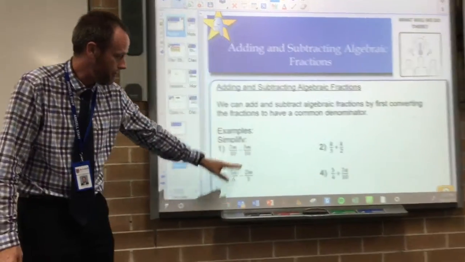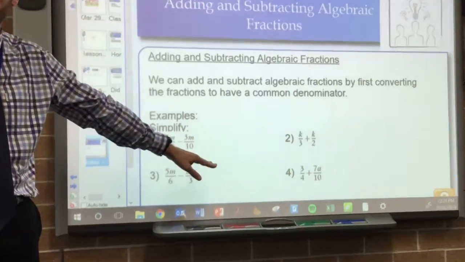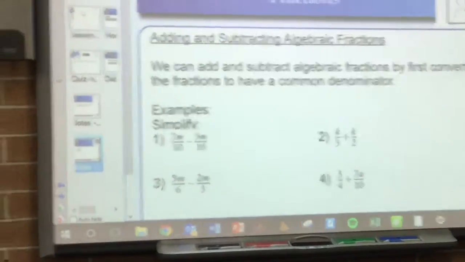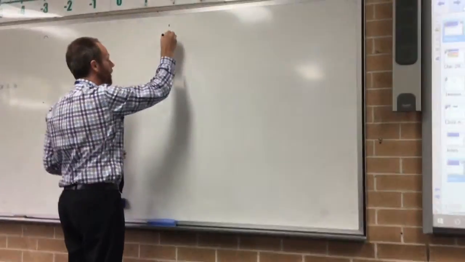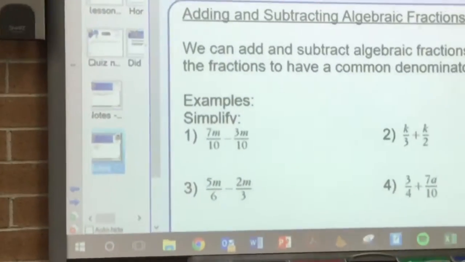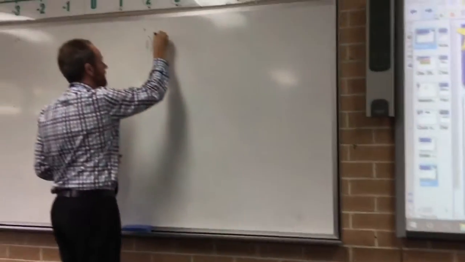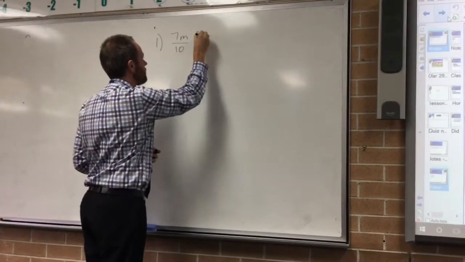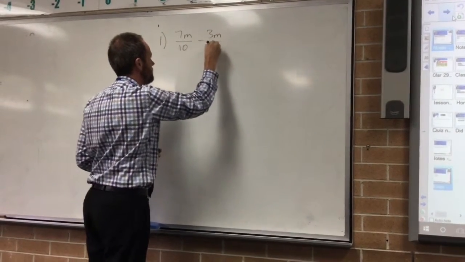So we have a number of examples here that will start us through. I'm going to work through each example so that you know how to do it. So question one that I have on the board, and you might like to be taking this down in your book so you've got the notes. 7m over 10 minus 3m over 10.